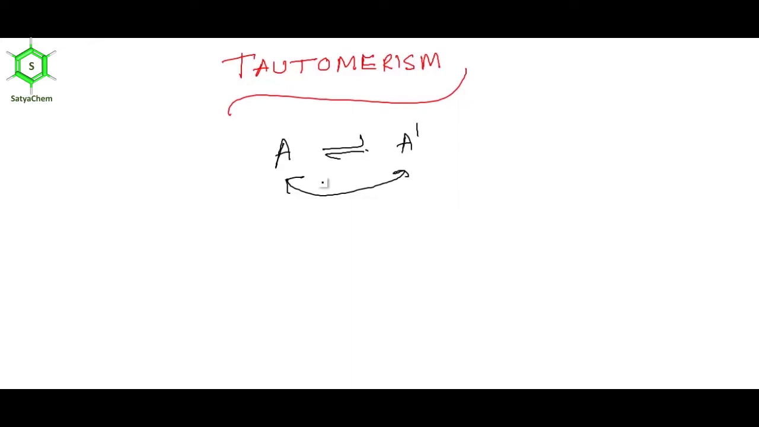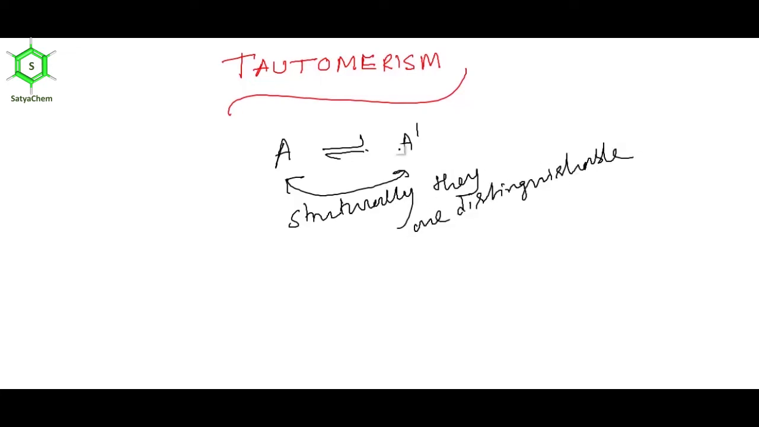They are distinguishable. Clear? So A and A prime structurally are distinguishable and they are in rapid equilibrium, and this type of phenomenon is called tautomerism. Clear? Now first I will discuss proton shift tautomerism.